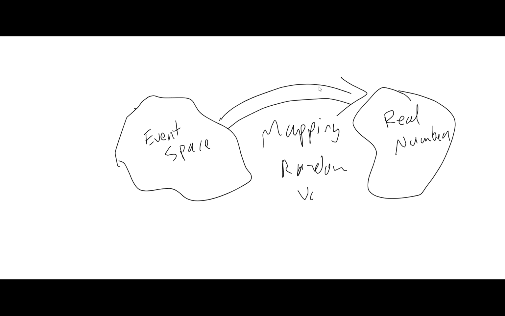Actually, the name of variables can sometimes be misleading. It is not a variable. It is a mapping process. It converts from event space into real numbers. So instead of saying head, tail, and so on, we have here real numbers.